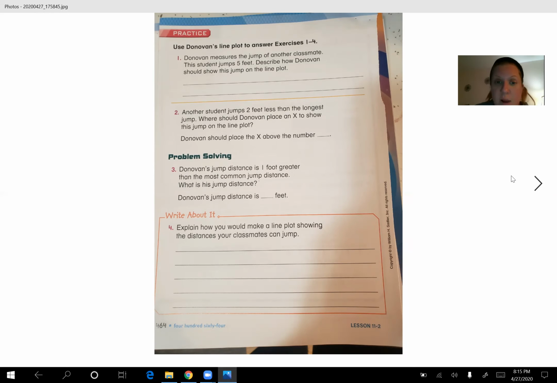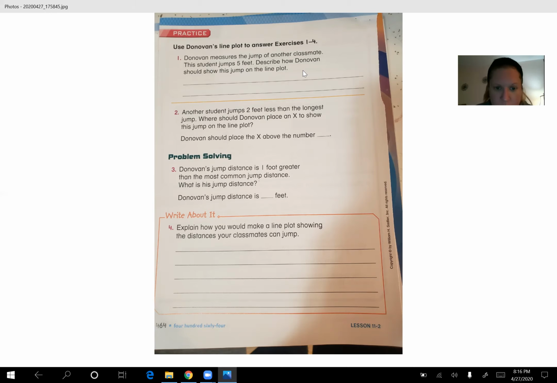So describe how Donovan should show this jump on the line plot. What would I write down here? I would make another X on 5 feet, or something like that in your own words.